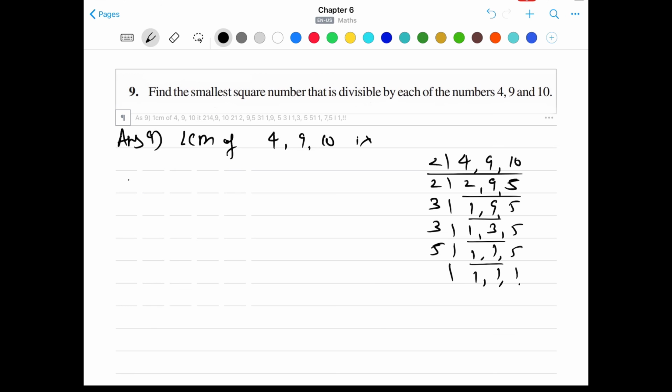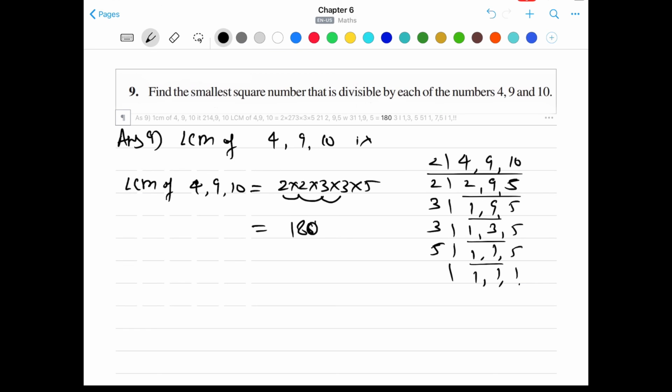So we write LCM of 4, 9, 10 is equal to 2 into 2 into 3 into 3 into 5. When you multiply them, 2 into 2 is 4, 4 into 3 is 12, 12 into 3 is 36, 36 into 5 is 180. Okay, this will be 180.